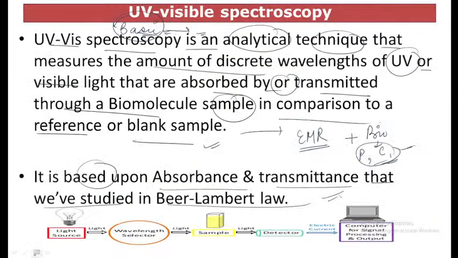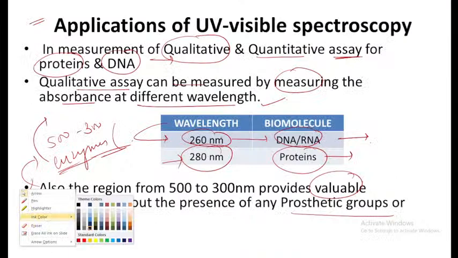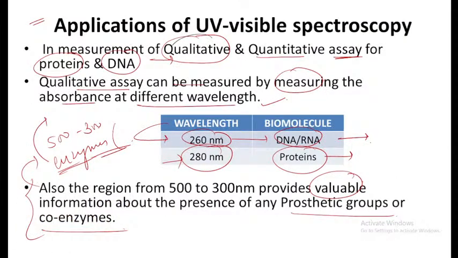See, this was the very first type we discussed, that was UV visible spectroscopy. So UV visible spectroscopy is used for what? It is used for finding out the quantitative and the qualitative assay of the proteins and the DNAs. So this cannot be the answer because we had to find the helix.